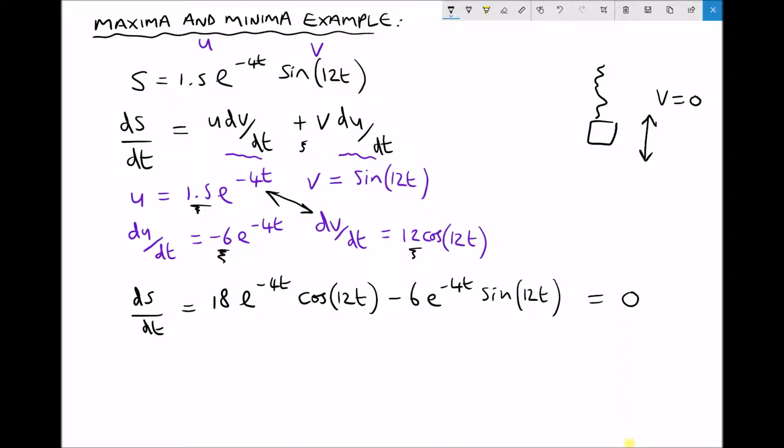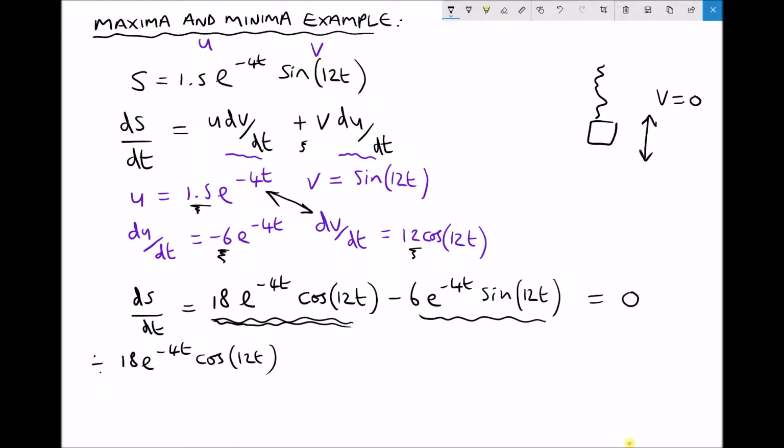So we need to set our first order derivative to 0. Now what we have there is going to be quite complicated to rearrange and set to 0, so we need to have an intermediate step. And what we need to do is look at simplifying one of these two terms. We have a cos term and we have a sine term. Now the way that we're going to do this is by dividing each of those terms by the term on the left hand side here. So we're going to divide each term by 18 e to the minus 4t cos of 12t.